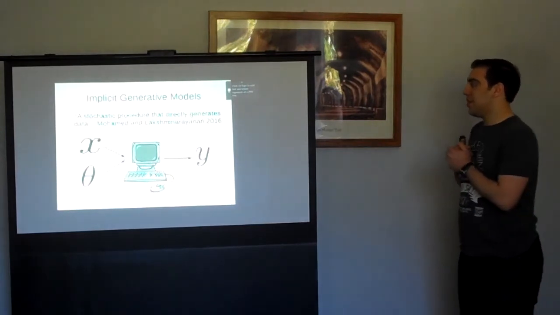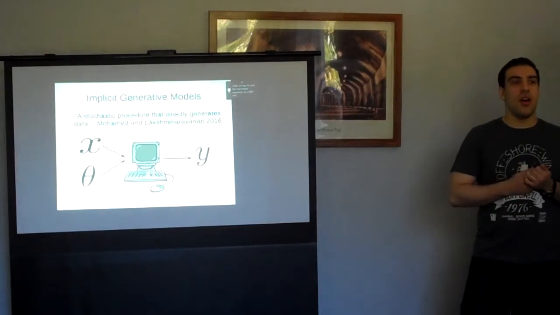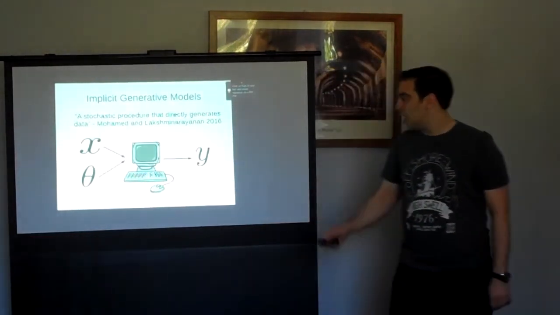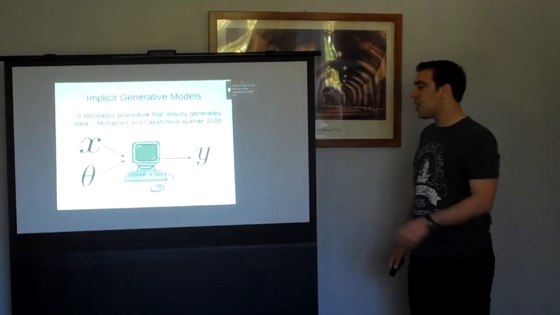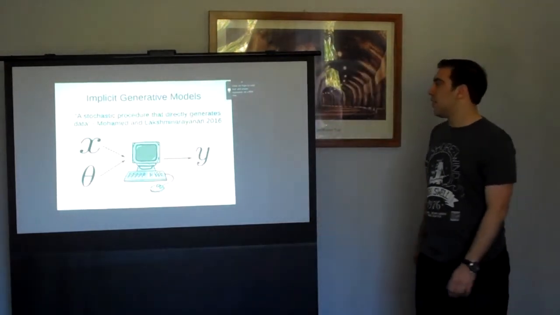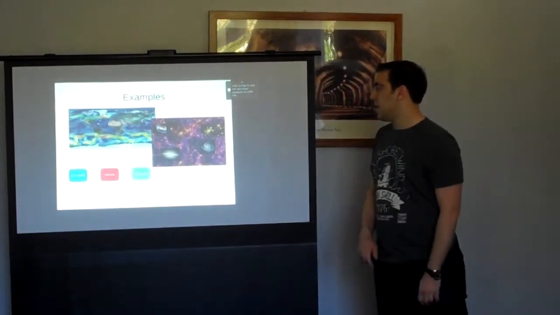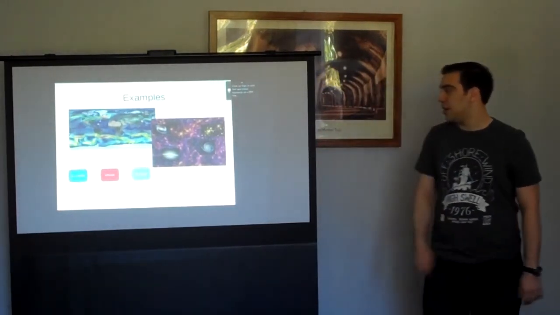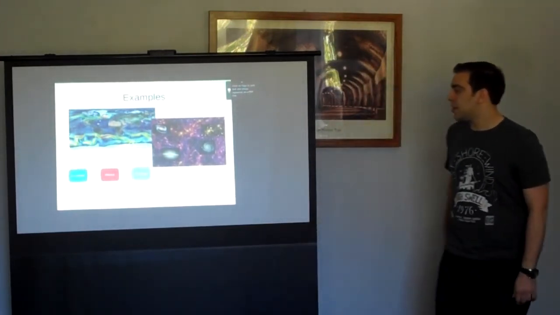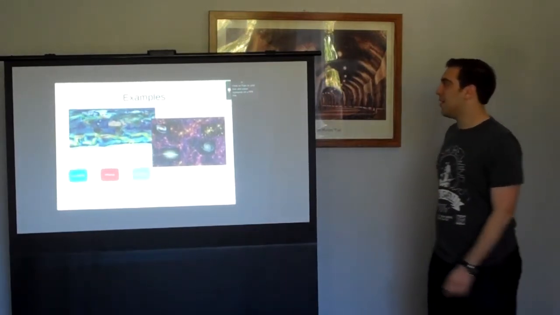So what is an implicit generative model? It's a stochastic procedure that directly generates data. You can also think of it as a computer program that takes some inputs and some parameters, and there's a stochastic procedure inside, and it spits out some outputs. Examples of these are climate simulations, galaxy formation simulations, epidemiological models like the SIR model, population genetics models, and stuff that we do in the complexity center.